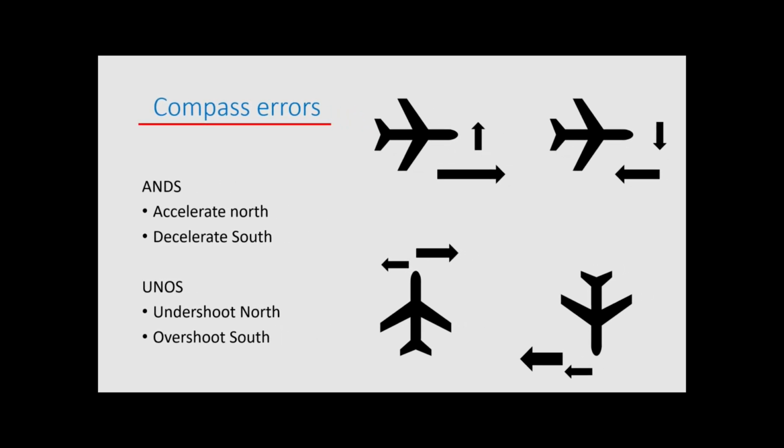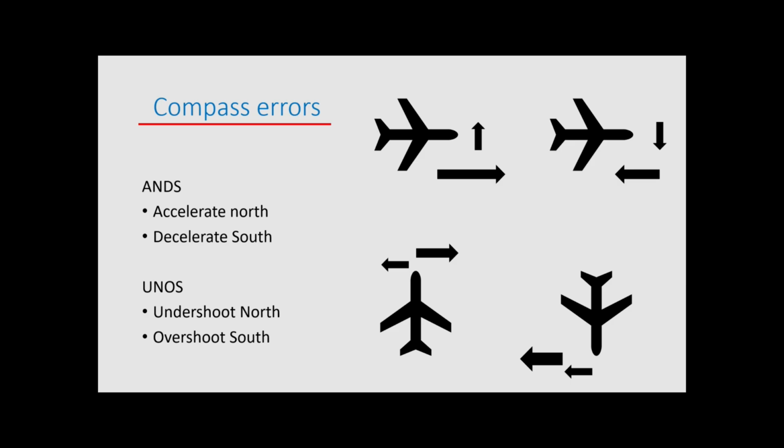There are some errors associated with the compass. We use the acronyms ANDS and UNOS to remember them. ANDS stands for accelerate north, decelerate south. If your aircraft is on an east or westerly heading and we accelerate, the compass will indicate a turn to the north. If we decelerate while on an east or westerly heading, the compass will indicate a turn to the south.